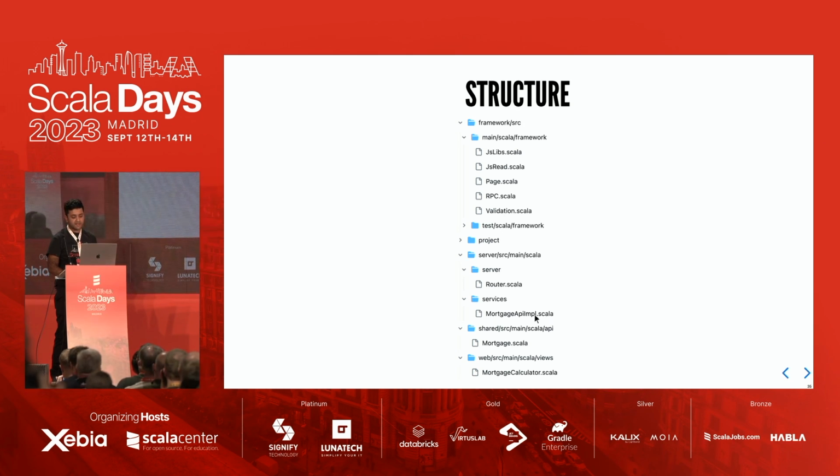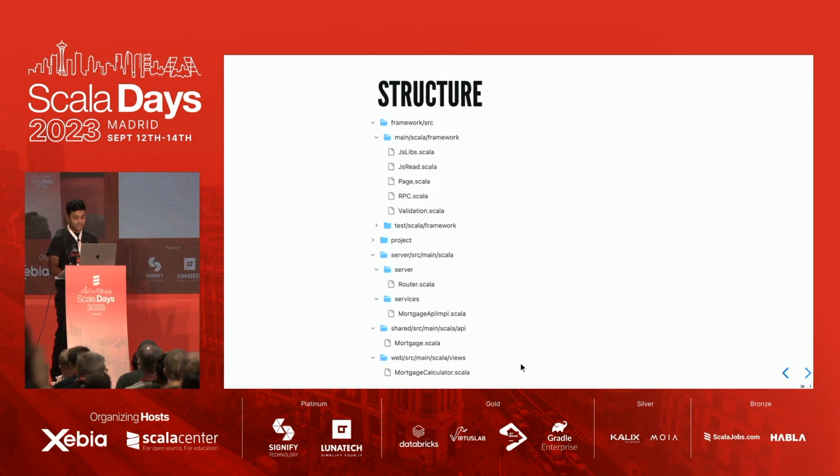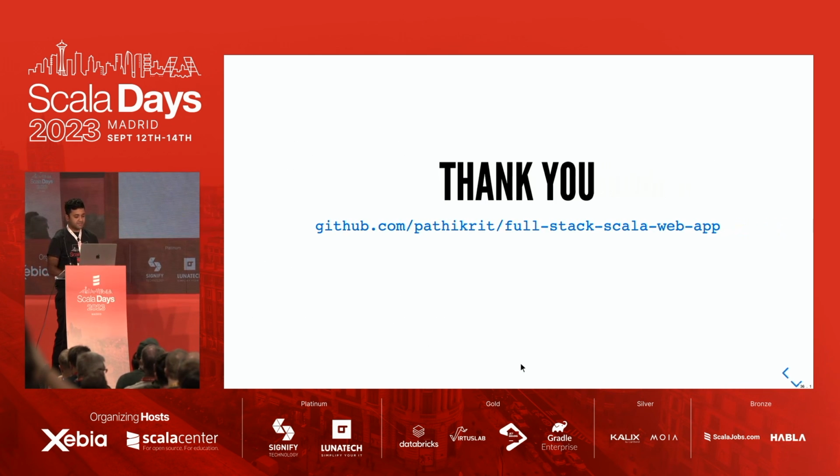This is my backend that implements the mortgage API. This is my shared case classes and validation logic. And this is my front end, HTML and JavaScript. And that's it. I only wrote Scala. And you can check out the sources on GitHub. You can clone it, start your own front-end Scala project. That's it.